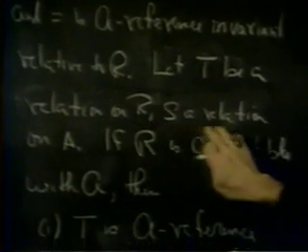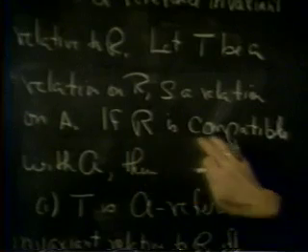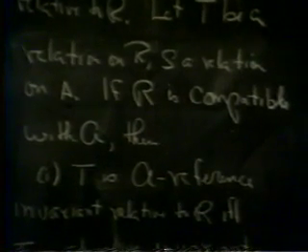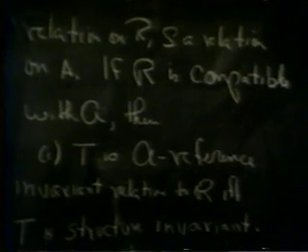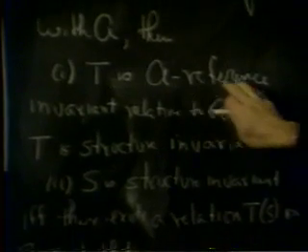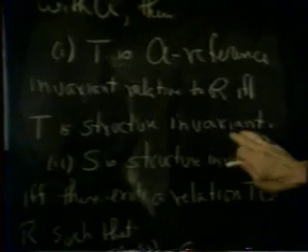Let T be any relation on R, and let S be a relation on A in the qualitative space. And let us assume that R is compatible with A in the sense of the definition just given. Then there are two statements to the theorem. First, that T is A reference invariant relative to R if and only if T is structure invariant.